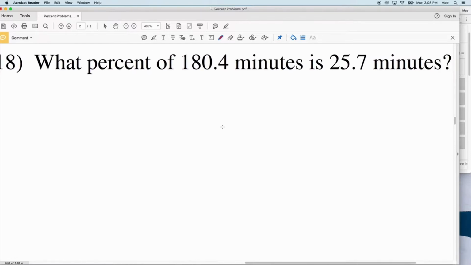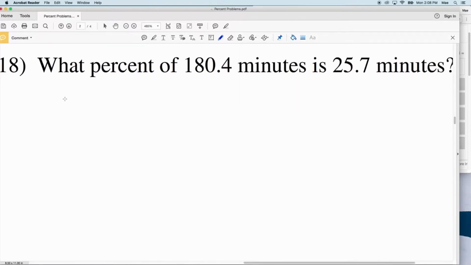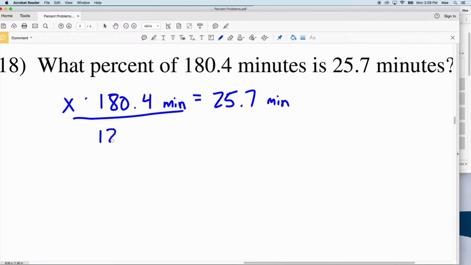And number 18, so we're solving for that percent. So in decimal form, the percentage is represented by x. So what percent of that 180 minutes, so multiplied by 180.4 minutes, is 25.7 minutes. In order to solve for this, we're just going to divide both sides by 180.4 minutes.